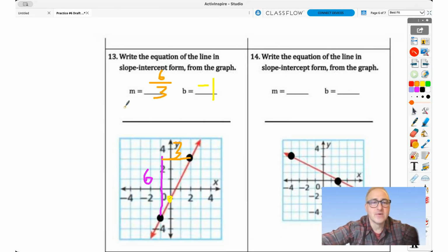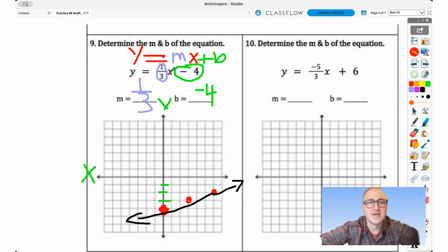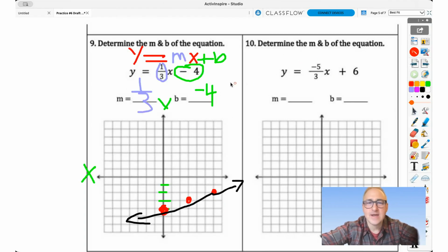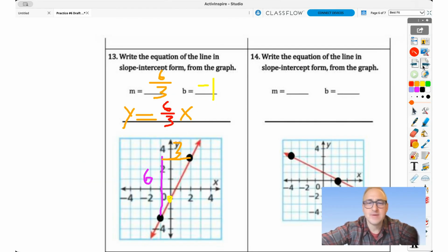But now I've got to write the equation. Y equals, and which one of these goes with the x? Is it the m or the b? I'm not sure, so I'm going to go back a slide. Oh yeah, Mr. Benson put it here. M goes with x. So slope goes with x. So 6 over 3x. And then it's going to be plus b, unless there's a minus there. And there's a minus there. So I'm going to go minus b. Here is my equation.